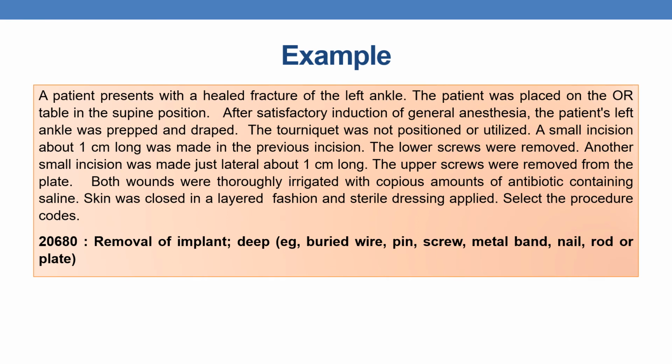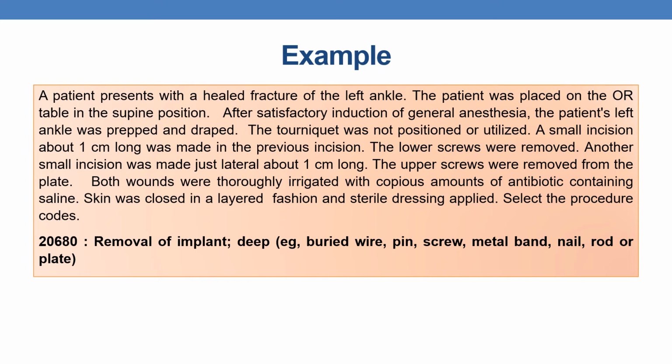Now let us discuss an example. A patient presents with healed fracture of left ankle. The patient was placed on OR table in supine position. After satisfactory induction of general anesthesia, the patient's left ankle was prepped and draped. Tourniquet was not positioned or utilized. A small incision about 1 centimeter long was made in the previous incision. The lower screws were removed.